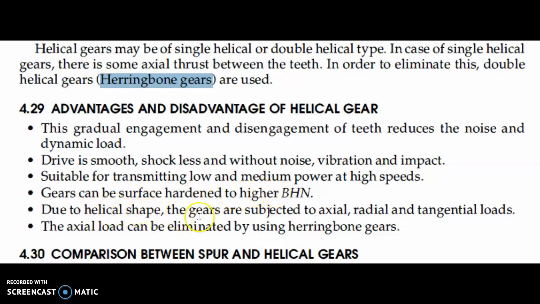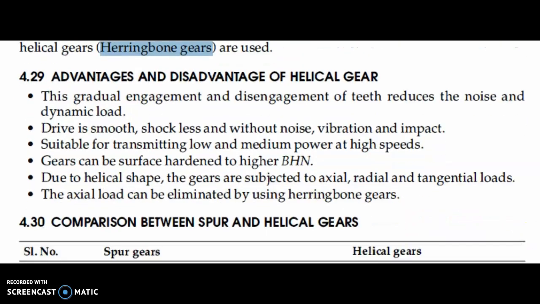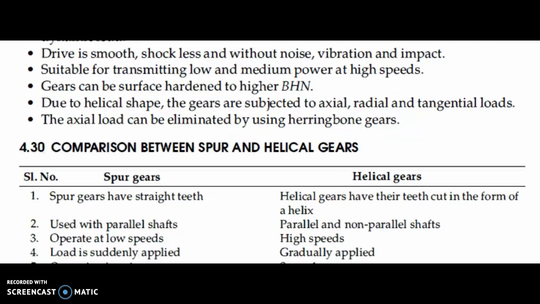Due to the helical shape, the gears are subjected to axial, radial and tangential loads. Both loads can be transferred. Then the axial load can be eliminated by using herringbone gears. Herringbone is a double helical gear. We can use double helical gears at that time.